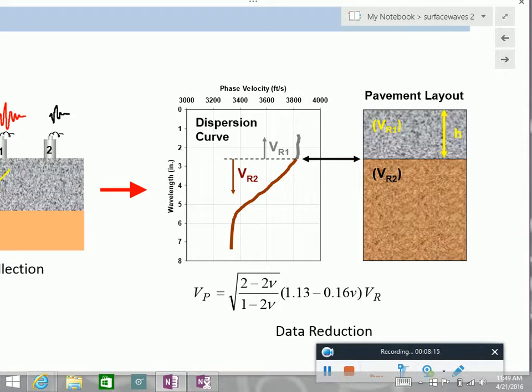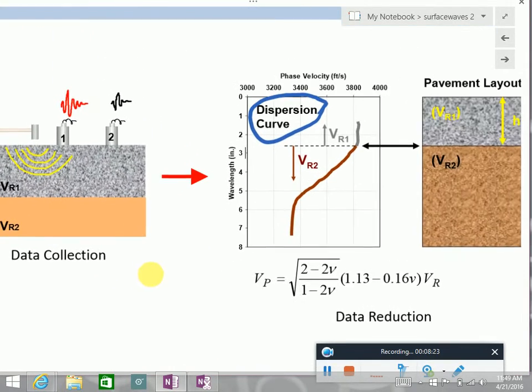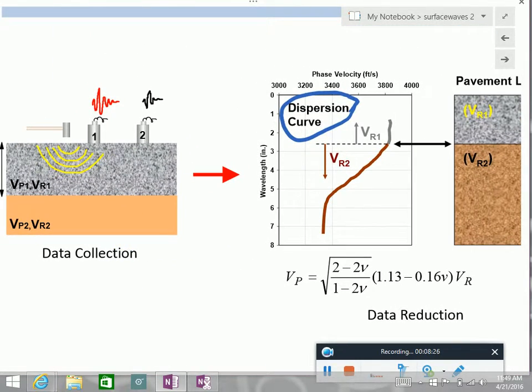This is called the dispersion curve. Why is that? Because I told you that the velocity of surface waves is not dispersive. This is when we have a half space. What happens when you have layering in your system?